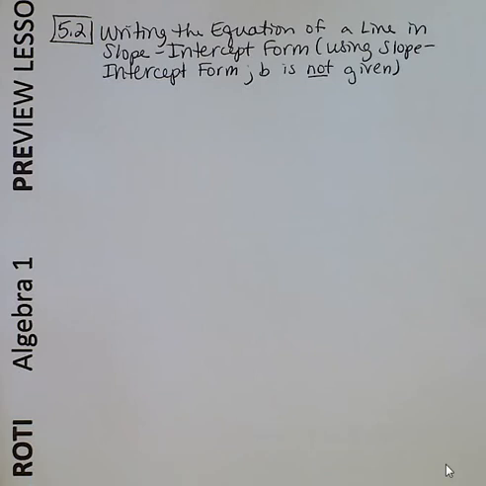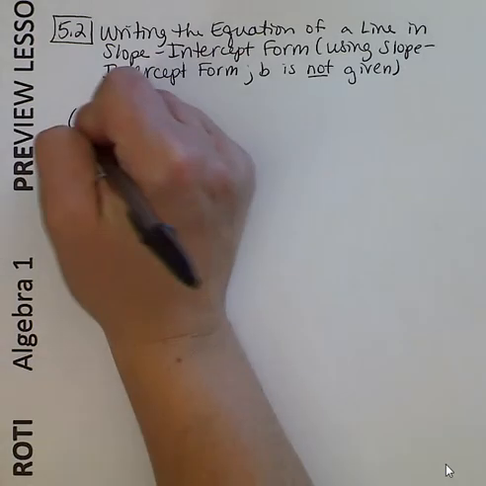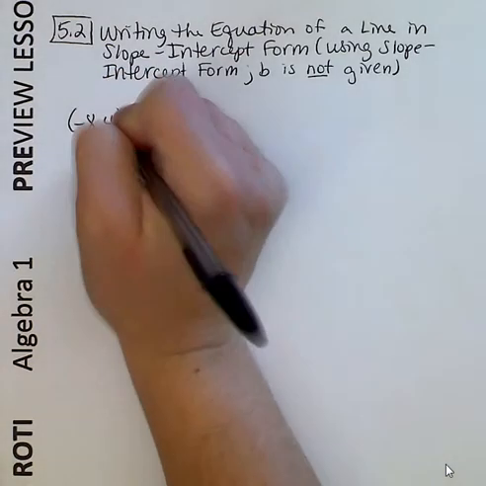In section 5.2, we'll be writing the equation of a line in slope-intercept form. We'll be using slope-intercept form, and the b will not be given. So in section 5.1 of our book, you could easily find the b value, because every y-intercept will take the form (0, b). But in this section, you might just be given something like, here's a point, and here's a point.